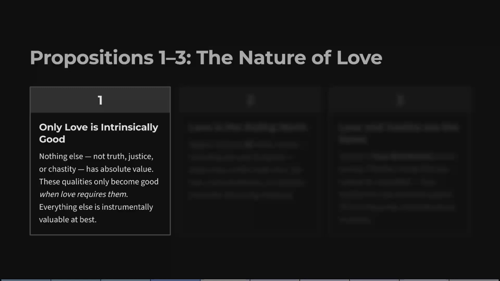And the implications are striking. There are situations, Fletcher is arguing, where truth-telling is not good, where chastity is not good, where loyalty is not good. And in those situations, if love demands something different, love wins.